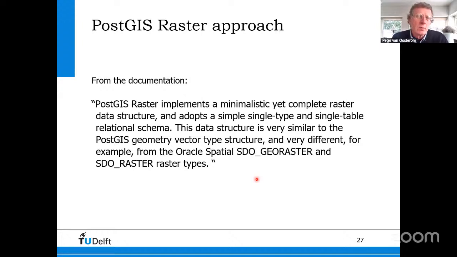And if you read the documentation of Postgres raster, they state they want to have a kind of minimalistic but complete raster data structure that is adopting a single type and a single table relational schema. They want it to be very similar to the vector data types. And they say we want it to be very different from the Oracle Spatial GeoRaster and raster types, the three table solution. And okay, I will now explain how it looks in PostGIS, and you can then assess yourself if it's very different or not.